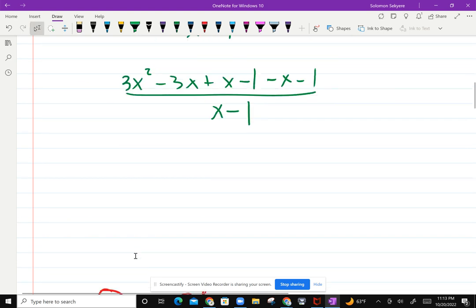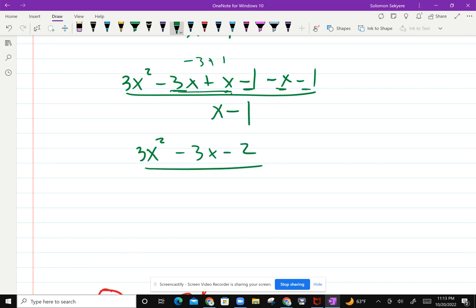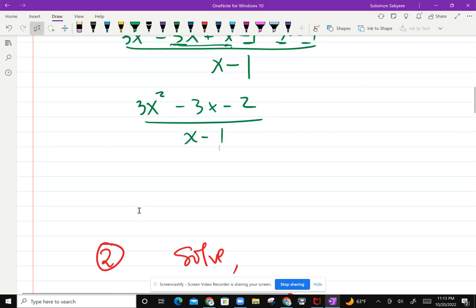Okay. Now collect like terms. So we have 3x squared. There's no other like term. And then we have negative 3x plus x. What is that? Negative 3 plus 1 will be negative 2x. And then minus x again, it becomes negative 3x. And then we have negative 1 minus 1 becomes minus 2, all over x minus 1. This is what we have. And that's it. You're done.